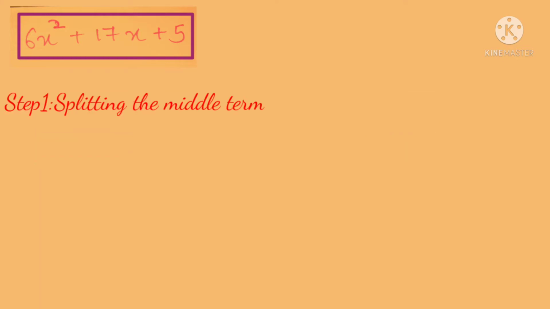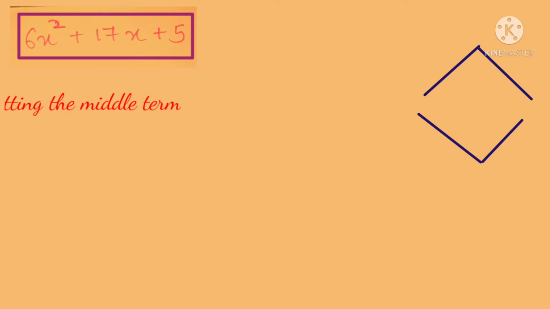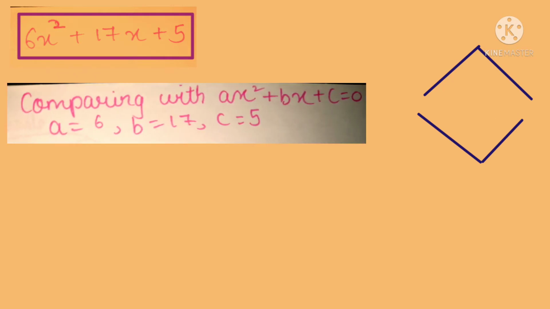First we need to split the middle term, but how do we split it? It is a very simple method. Once it comes into practice, we can do it within a second, but let's get started with the question. I'll list out my method step by step. Step 1, we need to split the middle term. Draw the upper triangle and the lower triangle on the right hand side of the page. We compare with the general form of the quadratic equation, that is ax square plus bx plus c.